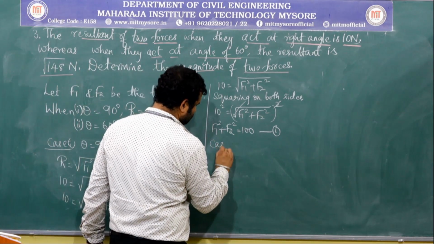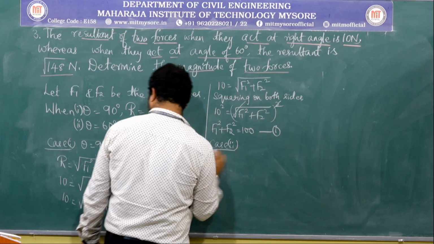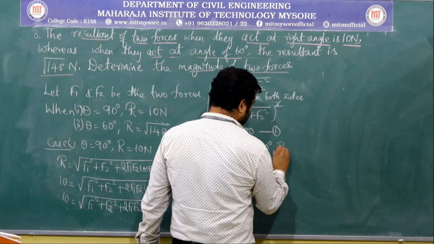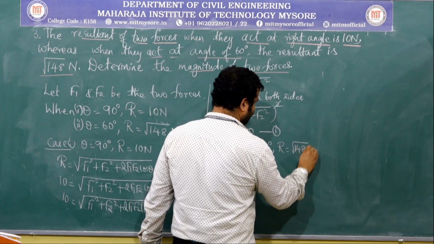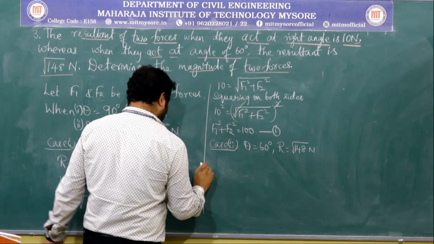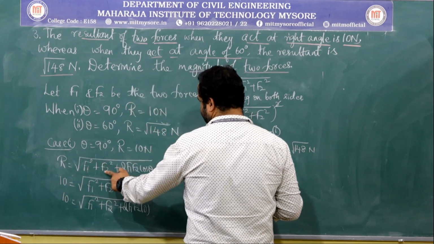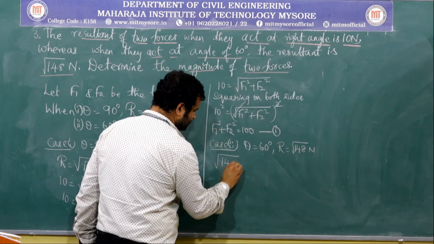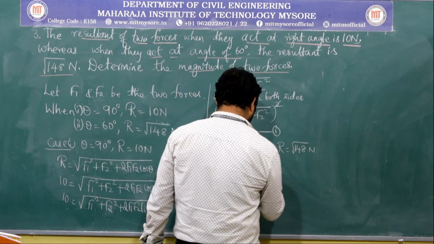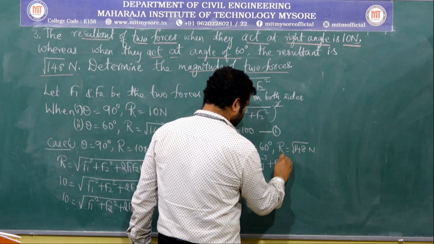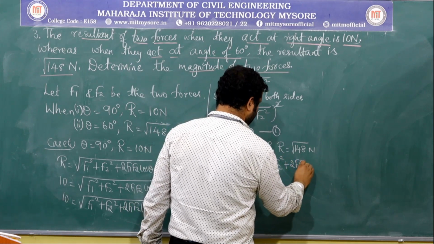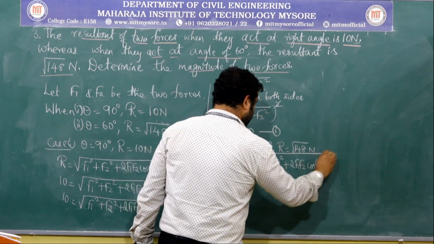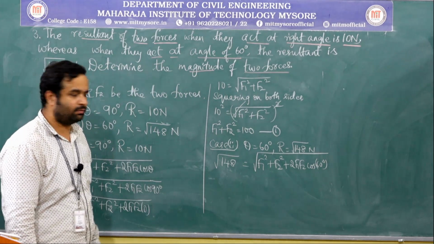Now let me write case 2. When theta is equal to 60 degrees, R is equal to root 148 Newton. So we have R is equal to square root of F1 square plus F2 square plus 2 F1 F2 cos theta. Without repeating the equation, I shall proceed further. That is equal to the root of F1 square plus F2 square plus 2 F1 F2 cos 60. What is the value of cos 60?